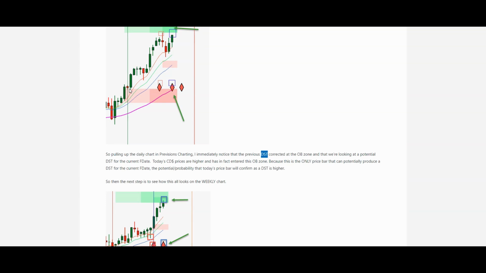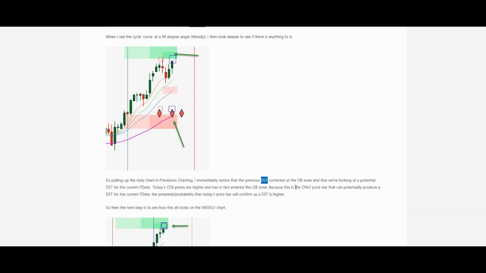And then if you come all the way back, well, that's it in what we have showing here. Okay, so we're looking at today, which is not showing here, the higher bar to be one of these tops where it will be followed by prices that will move lower, make a lower low price bar. Okay, so we notice that the previous daily swing top corrected at the OB zone. This is the overbought zone. This is the oversold zone.